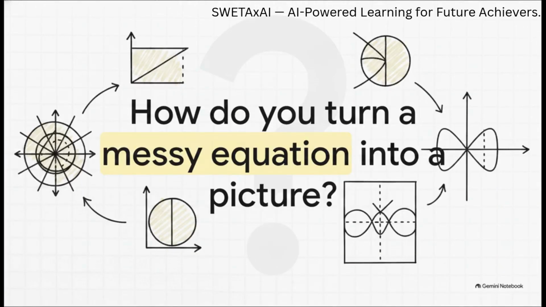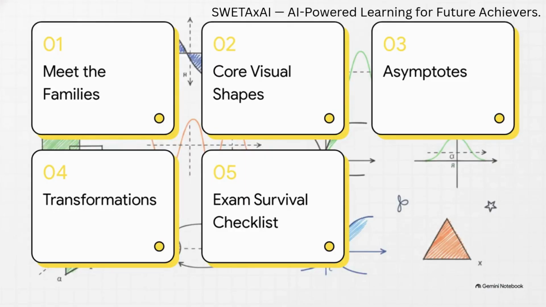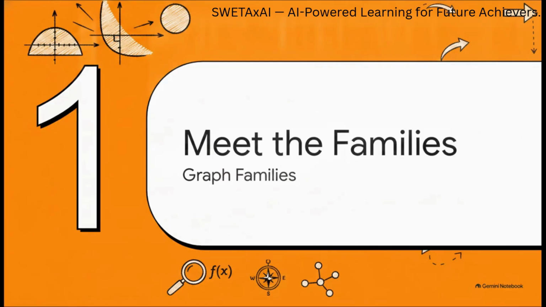Exam environments are super high pressure, and they can easily make questions feel like a massive, intimidating jumble of numbers and letters. But what our source material reveals is that math at this level is actually incredibly visual. The real secret isn't just crunching numbers, it's learning how to actually see the shapes hiding inside the algebra. To get there, here's our agenda. First, we'll meet the graph families. Then, we'll explore the core visual shapes, tackle asymptotes, master the rules of transformation, and finish up with your exam survival checklist. Let's move.